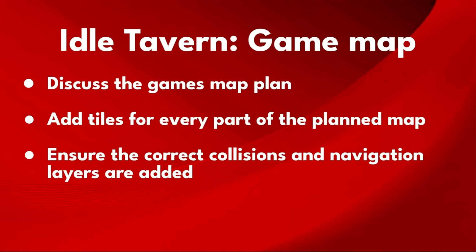In this section, we're going to get started creating the game's map. We'll start off and discuss the game's map plan. We'll then add tiles for every part of the plan map. Last but not least, we're going to ensure the correct collisions and navigation layers are added. Now let's go ahead and jump right in.